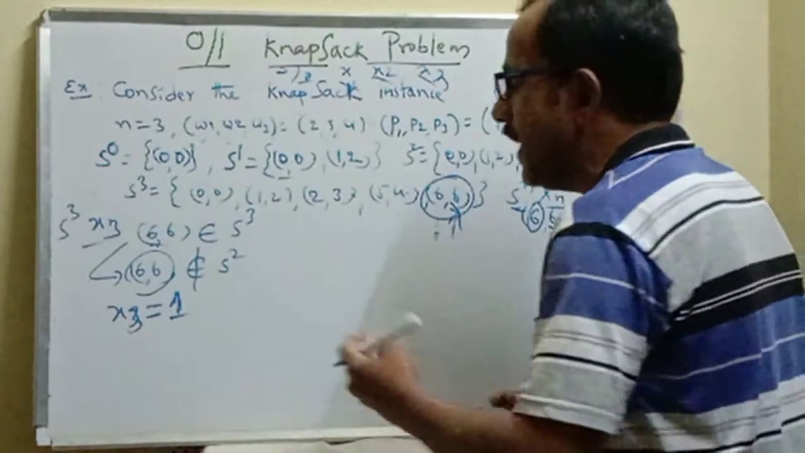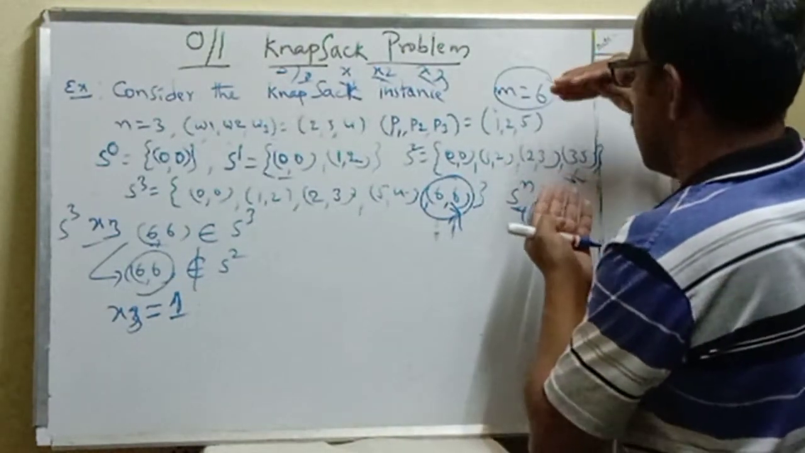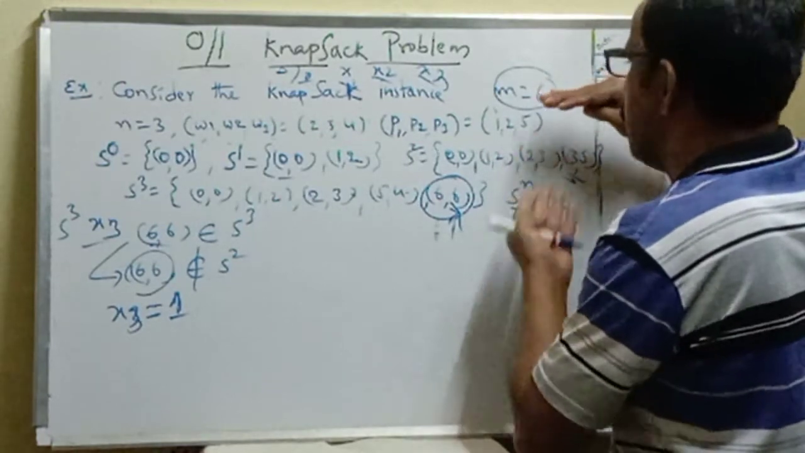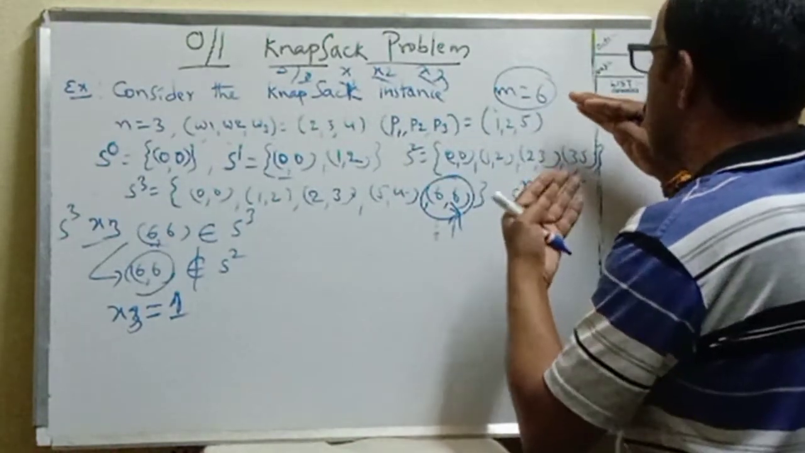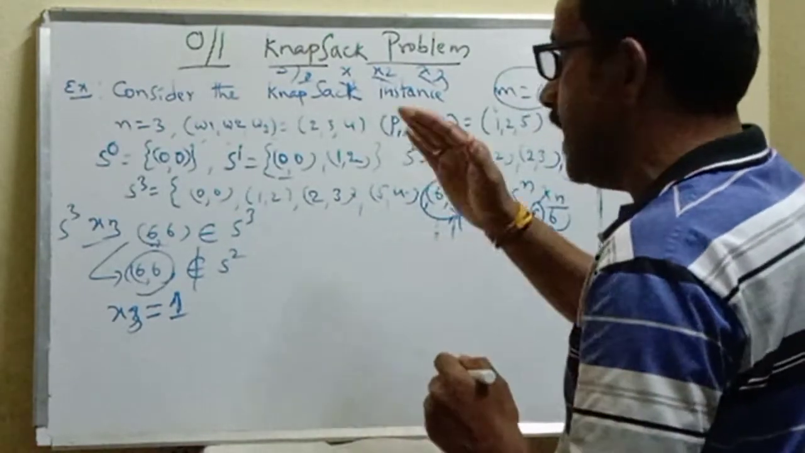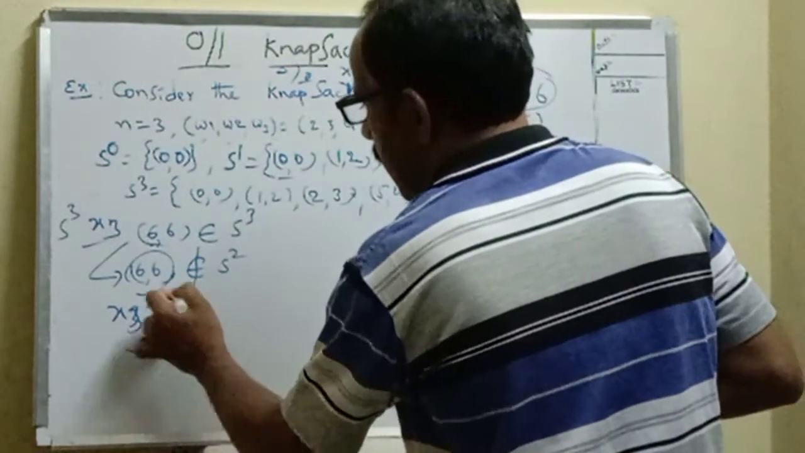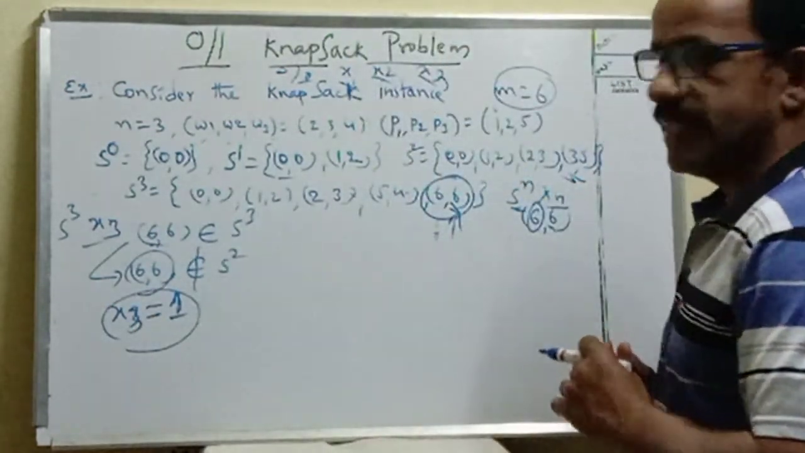But here what happened? 6,6 is not there in S2. Means on one particular pair, we added P3 W3. After adding P3 W3 to the respective pair, then only we got 6,6. Means some changes happened on S2 for obtaining S3. So that's why we made X3 as 1. Okay?